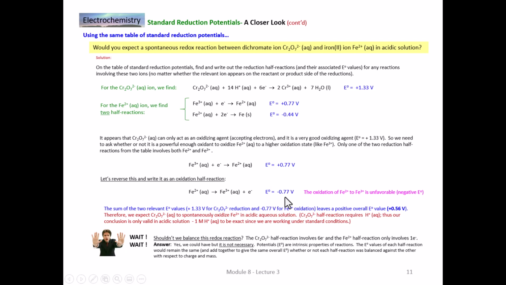The answer is no, don't do that, because the potential for iron 2+ to go to iron 3+ is unfavorable by 0.77 volts, whether there's 1 of these or 6 of them or 1,000,000 of them. Potential is an intrinsic property. It doesn't depend on the amount of substance present. So we were safe by just adding these two potentials together.